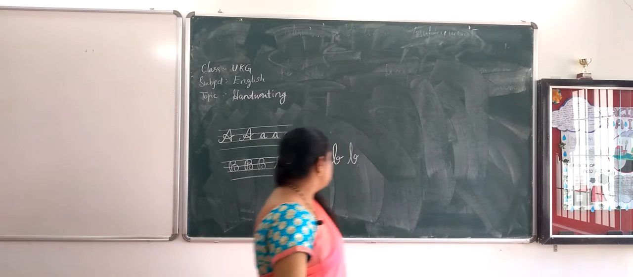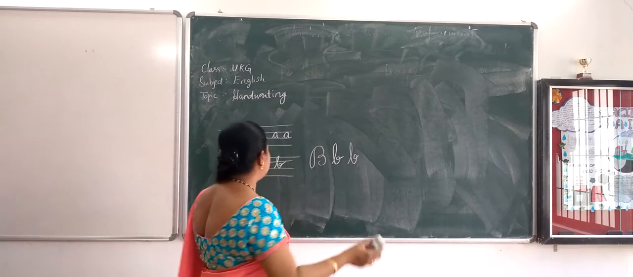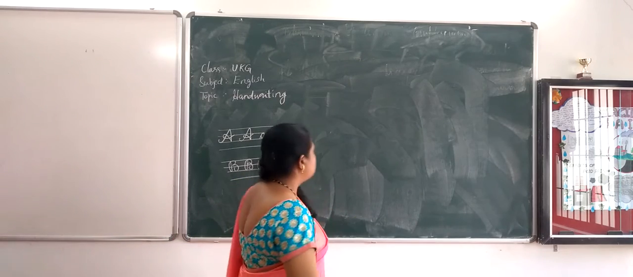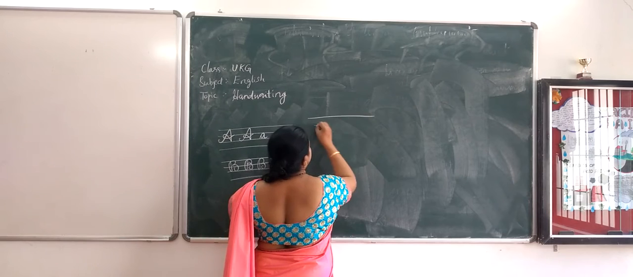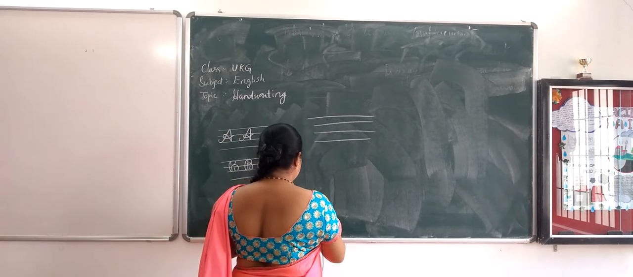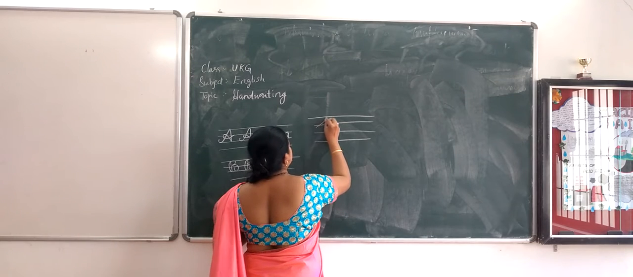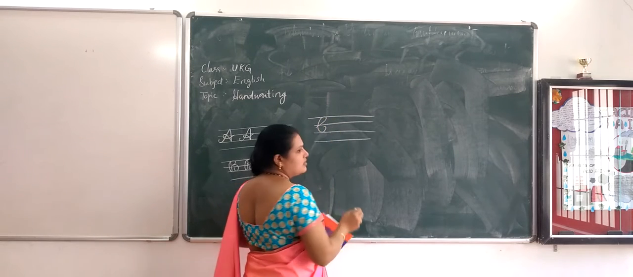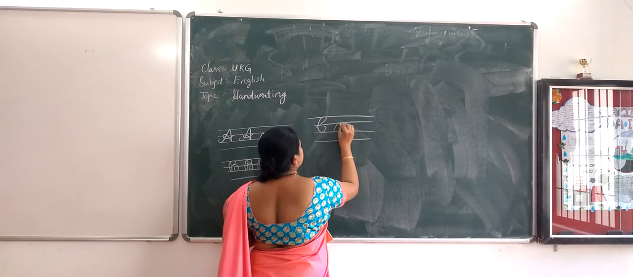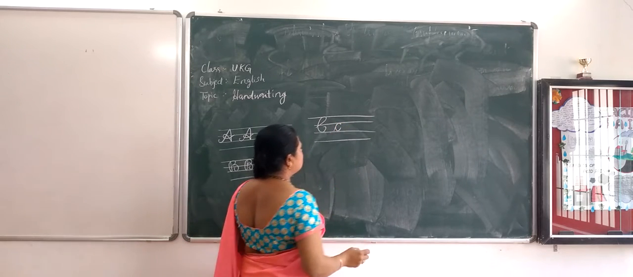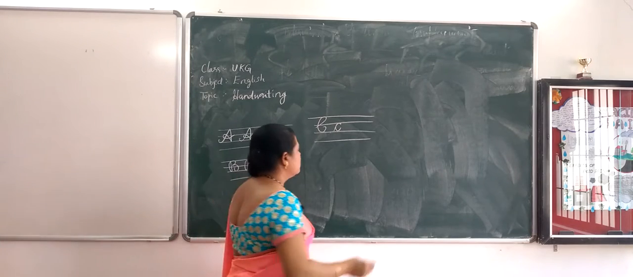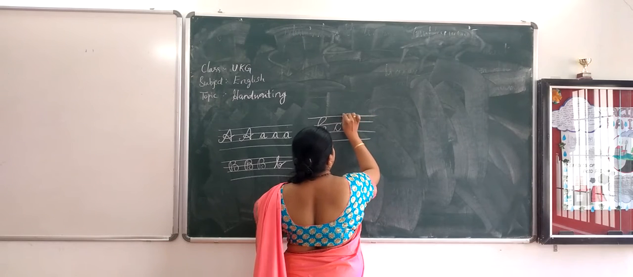Yes. See the next one after B. What is the next letter? C. How do you write C? This is C. Okay. How do you write small c? This is how you write small c. Okay, shall we write the next one?